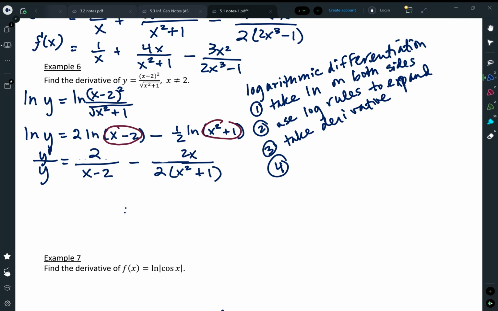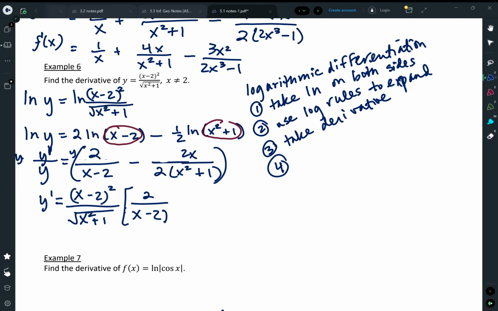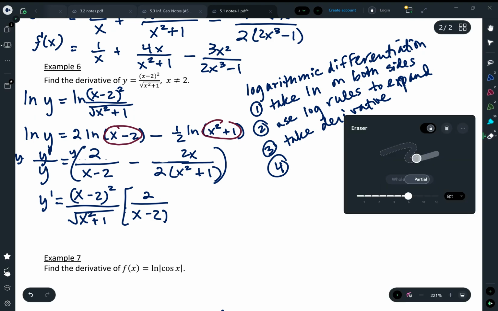So I want y prime by itself, so I need to multiply both sides by y. Well, y is this entire fraction. So if I multiply by y, right, that's what I want to do. Then I'm going to write y prime equals, and I have the fraction x minus 2 squared over square root of x squared plus 1. So I'm substituting y back in, times, and then I have 2 over x minus 2. I don't have parentheses there, so I don't need to close them.